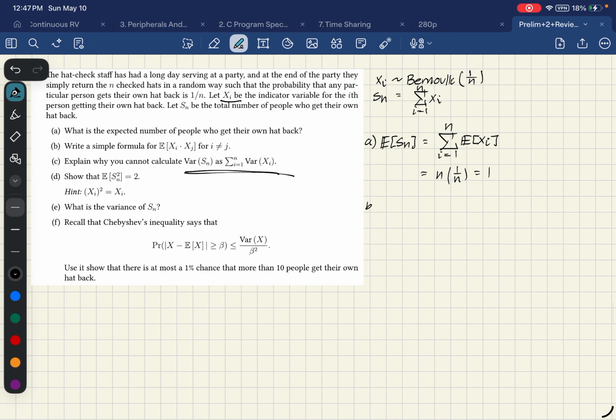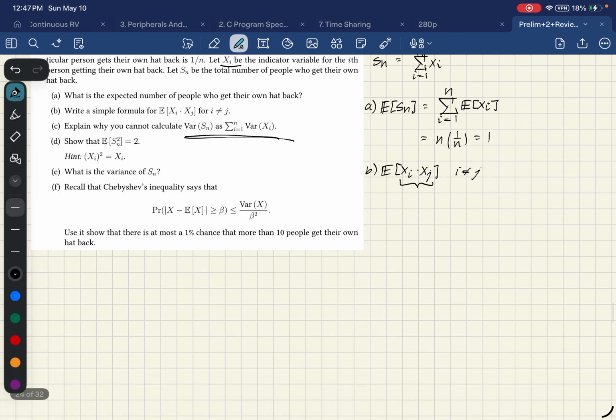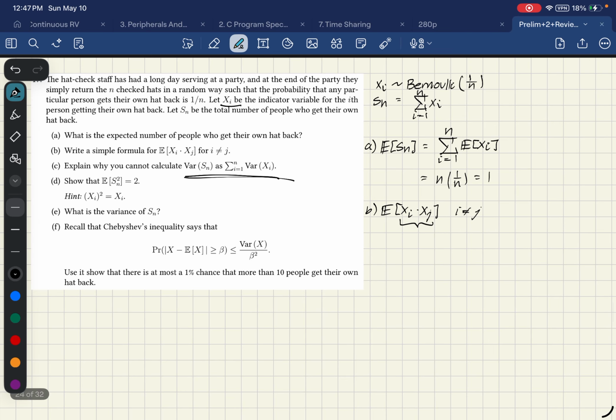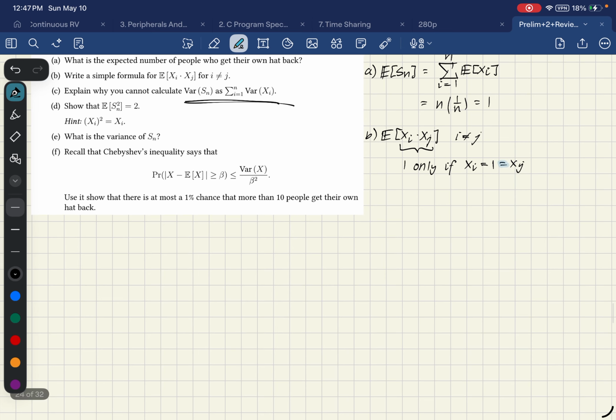Perfect. Moving on to B, we're asked to find a formula for the expected value of x sub i times x sub j, where i is not equal to j. And for this, we just have to remember that x sub i and x sub j are both Bernoulli random variables, and therefore their product will only be 1 if both x sub i is equal to 1, which is equal to x sub j. And that only happens when person i gets their hat and person j gets their hat.